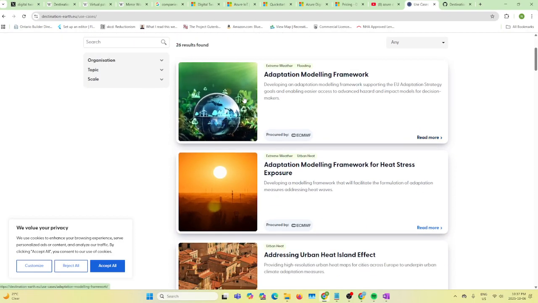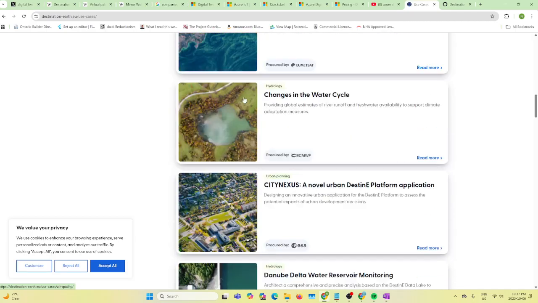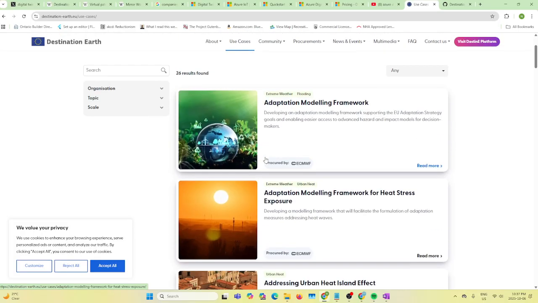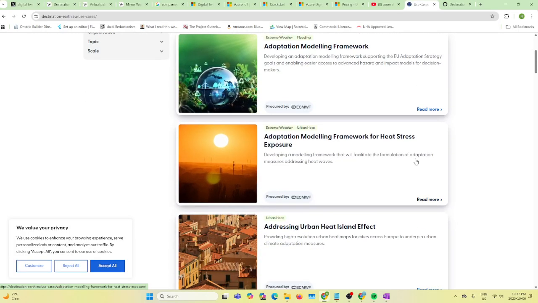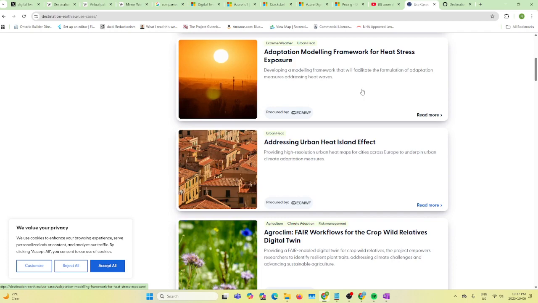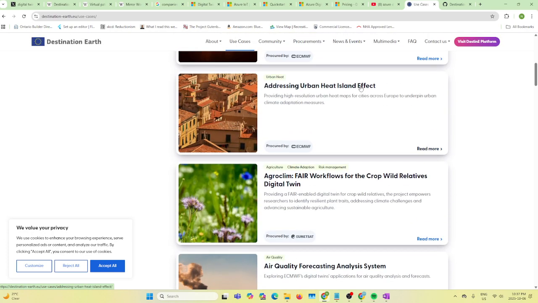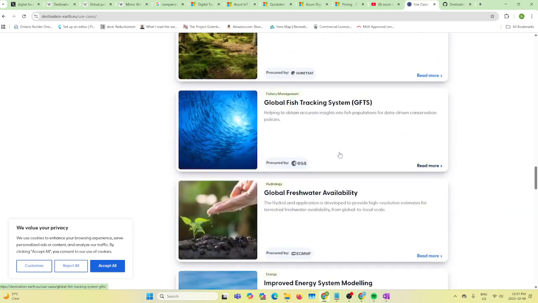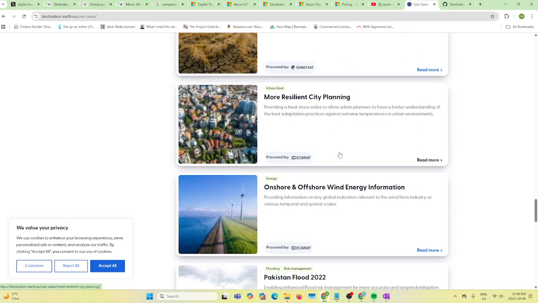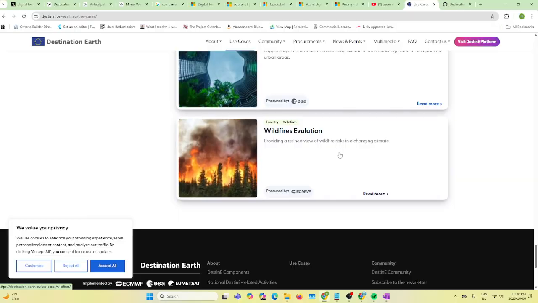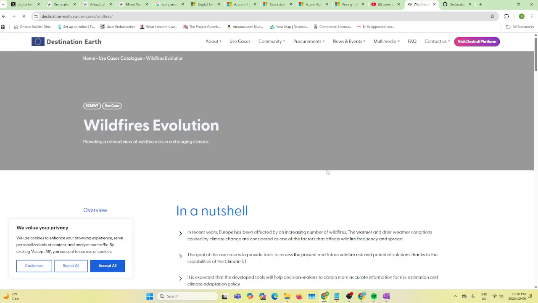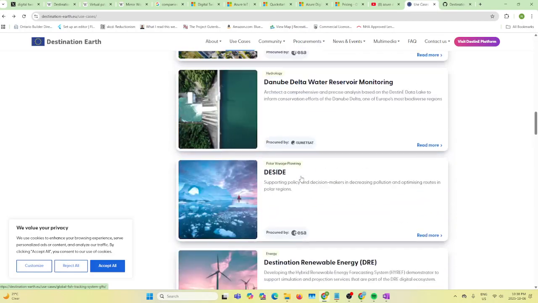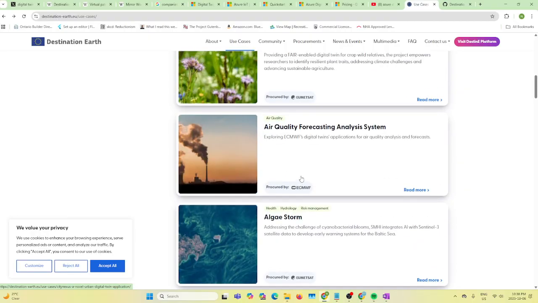Adaptation modeling framework for each. Addressing, see all these different use cases. Like, you can literally do episodes of each one of these. You know, like adaptation framework for heat stress exposure, addressing urban heat island effect, all that fun stuff. Bringing more exposure to the work that is being done under the hood. Wildfire evolution. Let's see where this goes. Okay, you know what? Maybe we'll explore each one of these one at a time eventually. We'll get there. Hydrology, urban planning, all that fun stuff.